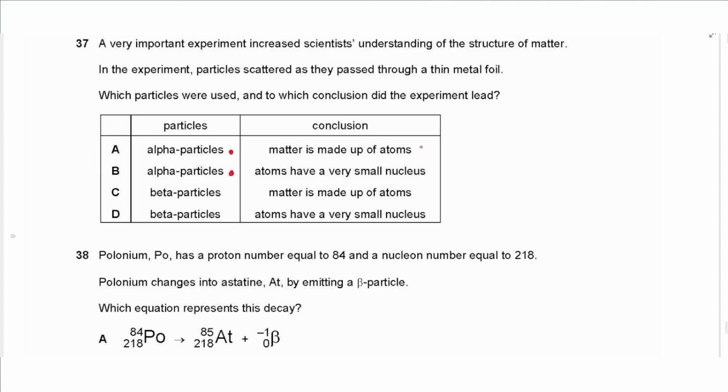Matter is made up of atoms. No, that concept was already thought of before the experiment. So atoms have a very small nucleus is 1. So the answer is B.